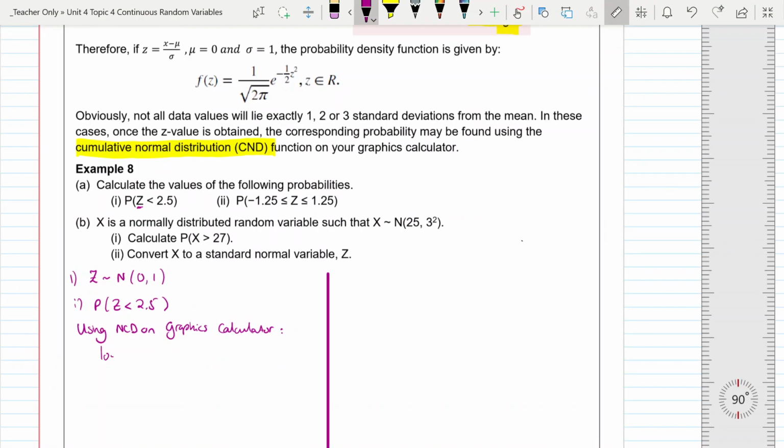So our lower is going to be negative 1 times 10 to the power of 99. Our upper is 2.5. Our sigma was 1 and now mu is 0. So therefore the probability was 0.9938.